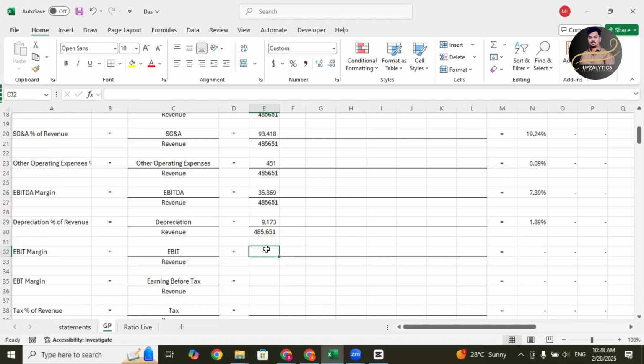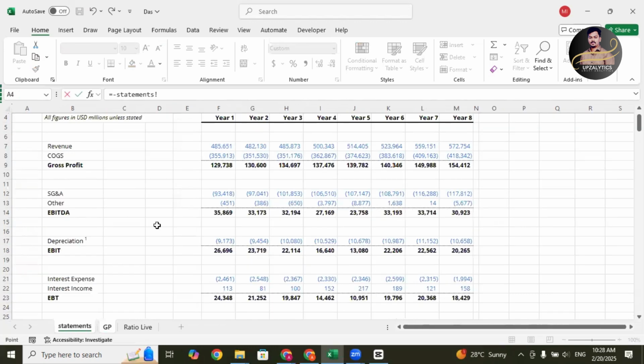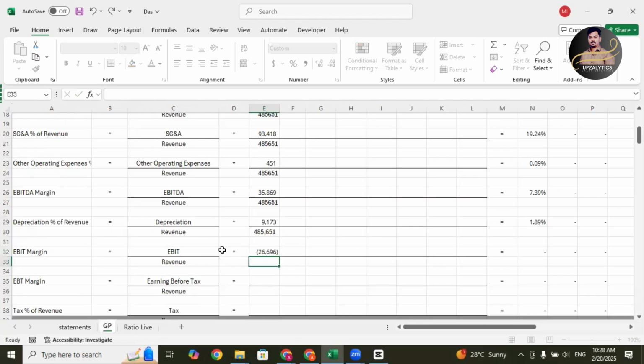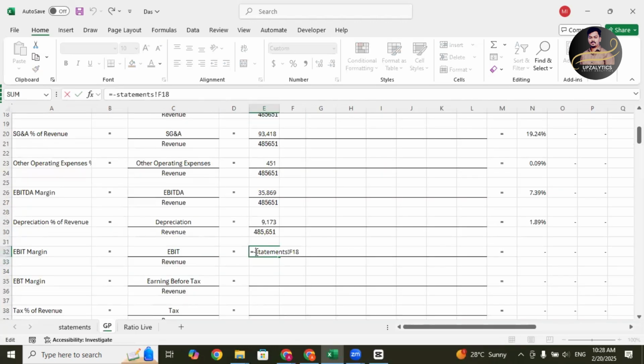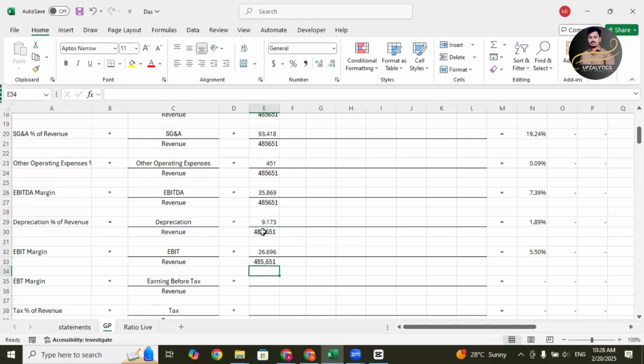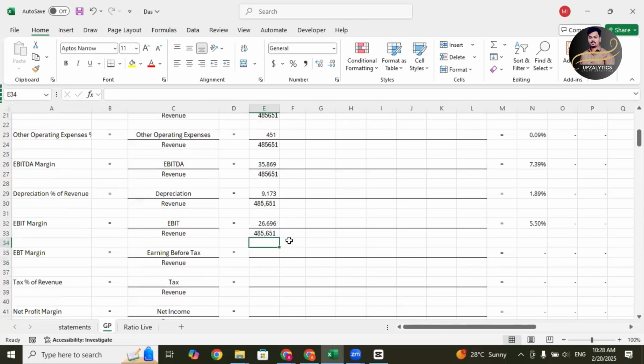Now let's calculate EBIT margin, earnings before interest and tax related margin. Let's take the earnings before interest and tax from here. Sorry, I wrote minus as well here. Yeah. Let's take the revenue. We have EBIT of 5.5 percent.